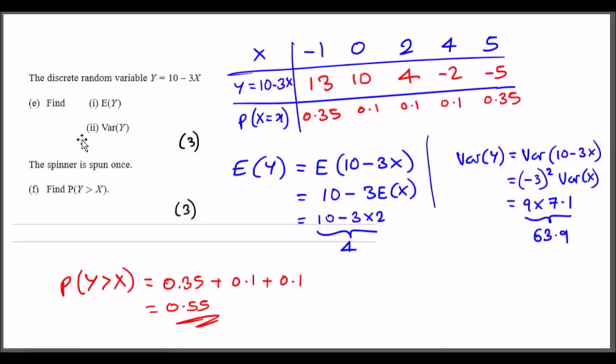And now finally for F, which is here, and it says the spinner is spun once. So this means we're looking for a single probability option, yeah? Find the probability when y is greater than x. Now this is related to what we did here. So you see this table here, we literally just see when y is bigger than x. Well, we can see that 13 is bigger than minus 1, 10 is bigger than 0, and 4 is bigger than 2. So it occurs 3 times, and these probabilities are equal to these 3 here. So 0.35, 0.1, and 0.1. And that's it. You just add them up and you get 0.55.